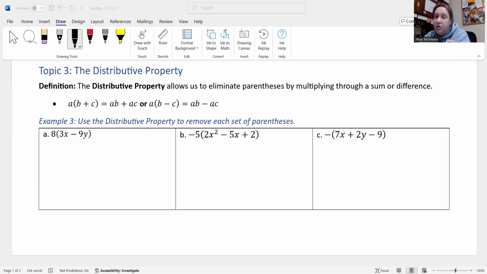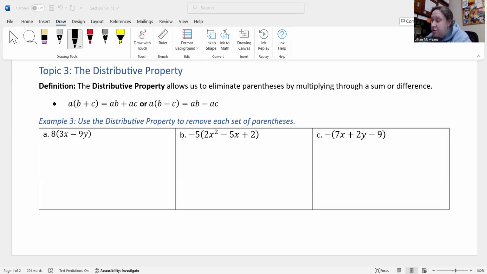You could also have more than two things inside parentheses. You could have three things, four things, 10 things inside parentheses. The process is still the same. You take what's outside the parentheses and multiply it by every single term inside parentheses, watching your signs, okay? So let's go ahead and practice using the distributive property.